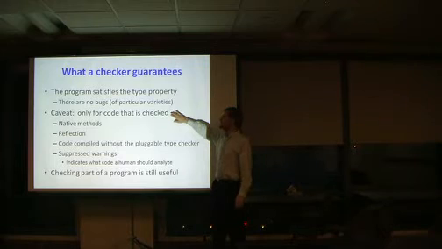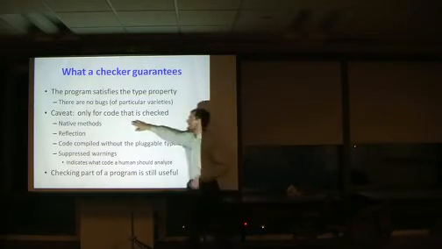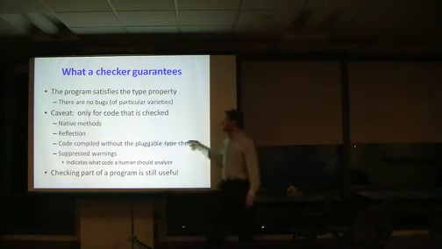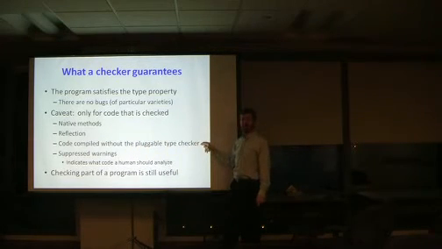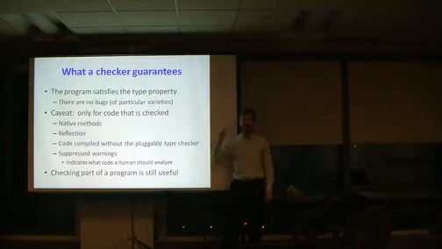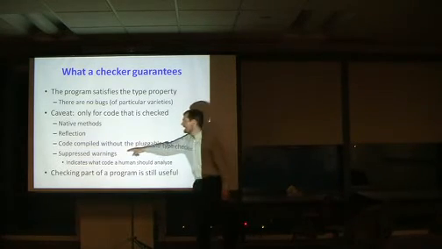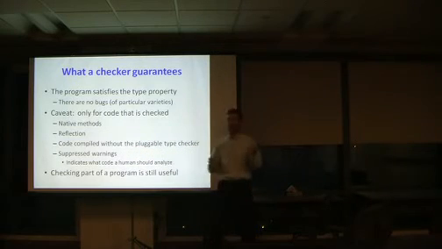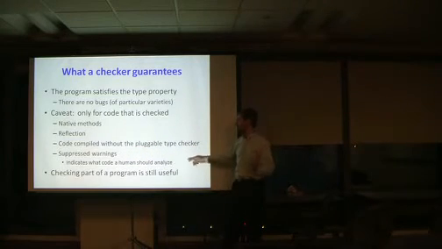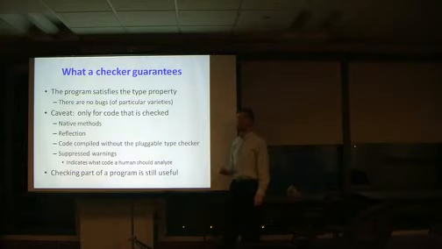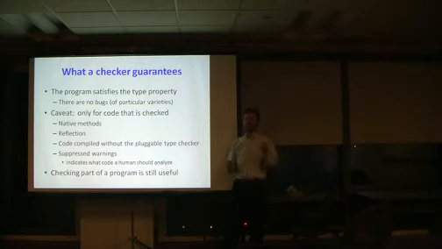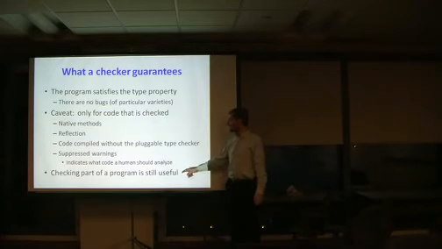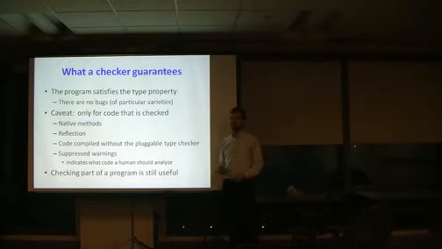But the key is that this is only for the code that you actually check. So not native methods, not reflection. You can compile code with another compiler, and that will carry the annotations through to the class file, but won't do the checking. You are allowed to suppress warnings with a cast or with an explicit annotation, and that indicates exactly the code that a human should analyze. Relax about the rest, pay attention to the places where you've suppressed a warning. And checking just part of a program is still useful.